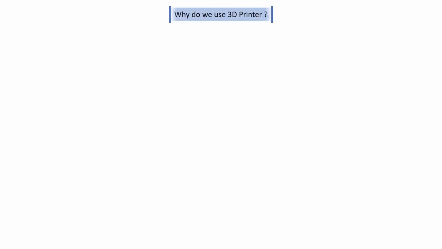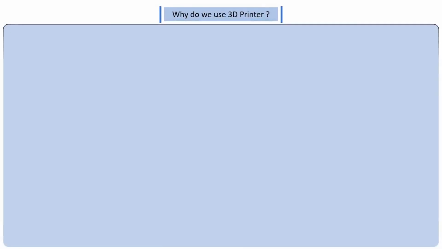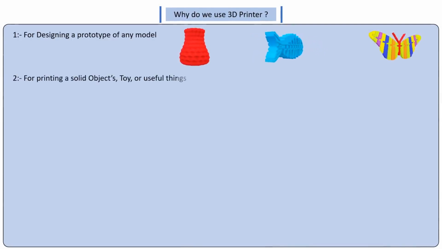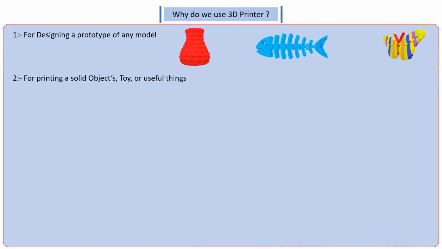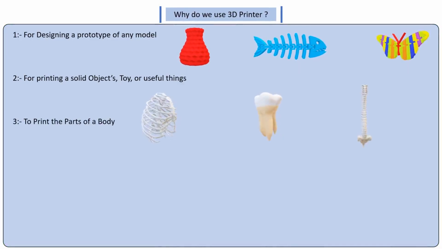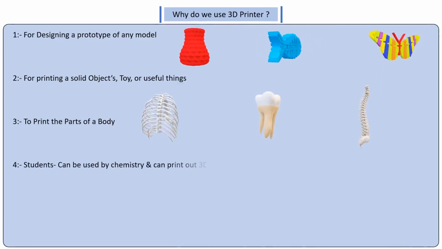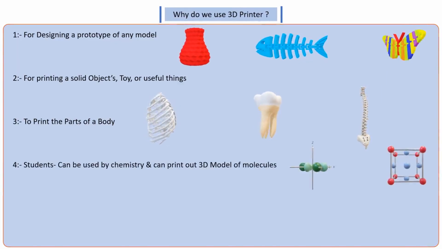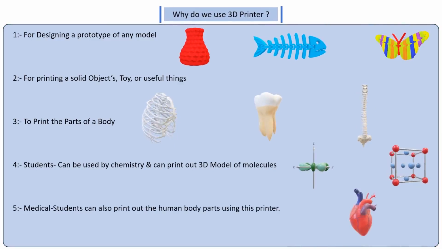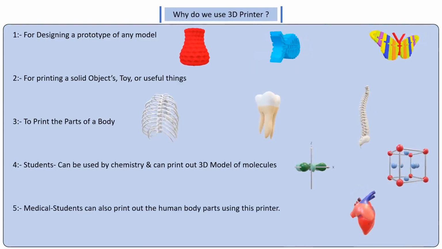Why do we use a 3D printer? For designing a prototype of any model, for printing solid objects, toys, or useful things. You could even use it to print parts of a body. And even students in universities and colleges can use these. Chemistry students can print out 3D models of molecules, and medical students can print out human body parts using this printer.